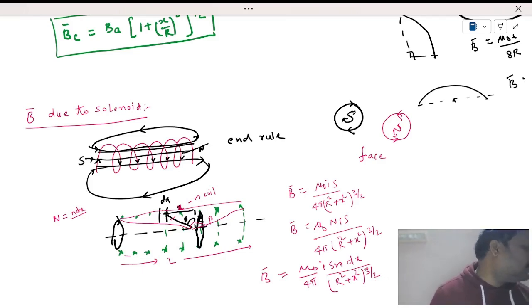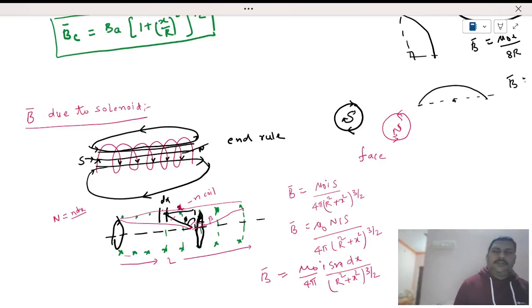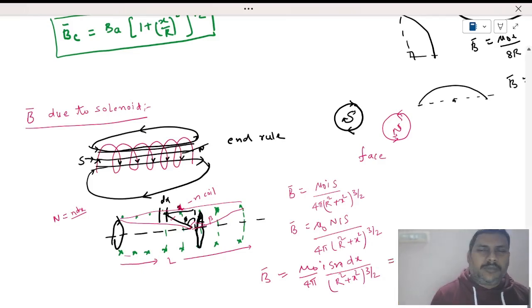This is dB at an x element, mu naught n dx. Substitute the value of S and you get B equal to all the values, 4 pi into I. S is equal to pi r square, and 2 is there, we forgot the 2. So that equals 2 pi r square into I n dx by (r square plus x square) whole power 3 by 2.